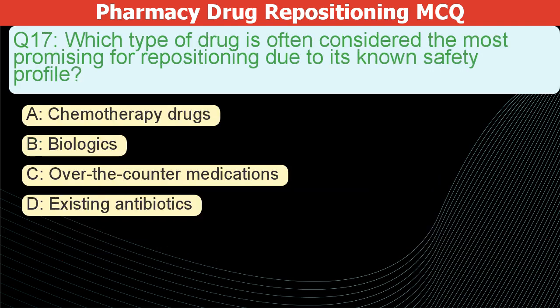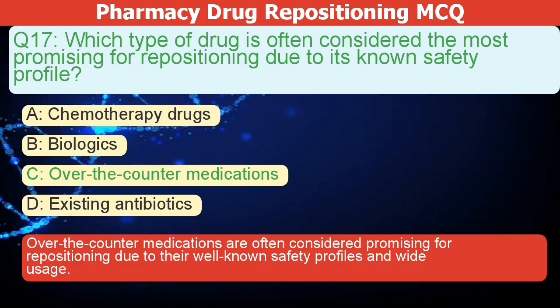Which type of drug is often considered the most promising for repositioning due to its known safety profile? A. Chemotherapy drugs. B. Biologics. C. Over-the-counter medications. D. Existing antibiotics. The correct answer is C. Over-the-counter medications are often considered promising for repositioning due to their well-known safety profiles and wide usage.